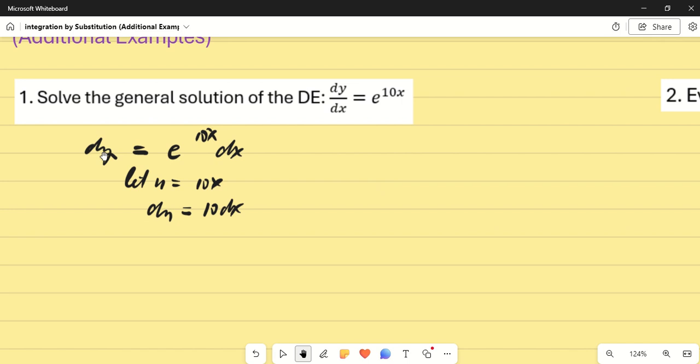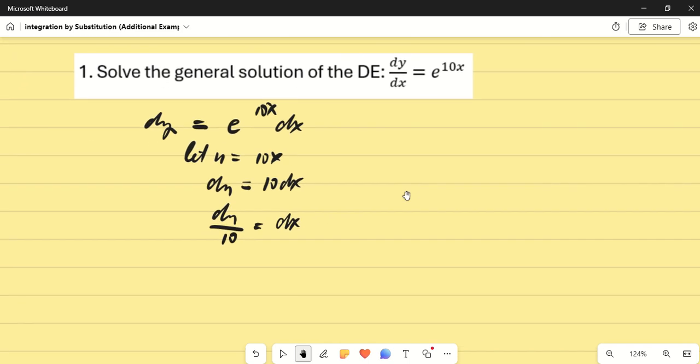And you notice in our equation, you only have here your dx. So we get rid of your 10 here in our equation. So we divide both sides of the equation by 10. So you'll be having du all over 10, and this is equal to your dx. Now in our substitution process, you can now replace your dx with du all over 10.